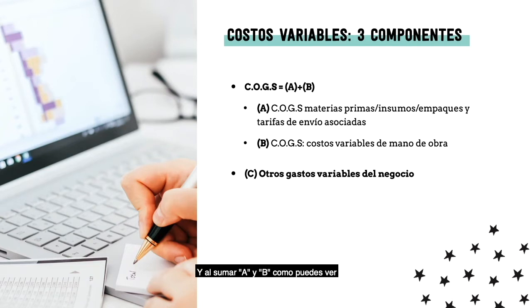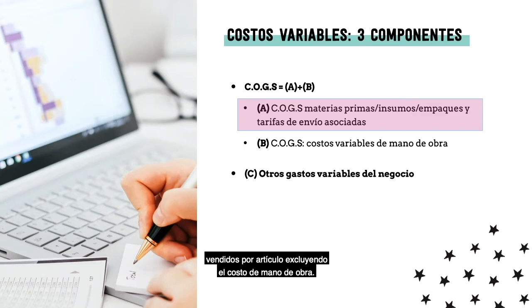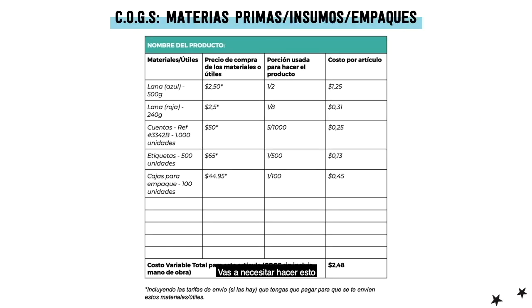And by adding those together, A and B, as you can see on the slide here, we'll get your cost of goods sold for every single product in your store. And then finally, we'll look at your other variable business expenses. So these are the three elements that we'll look at together. Let's start with the first element, which is your cost of goods sold per item, excluding labor cost. Now, you're going to need to do this for every single product that you sell.